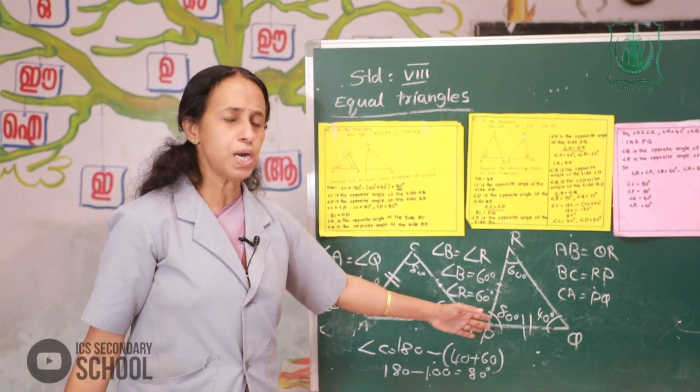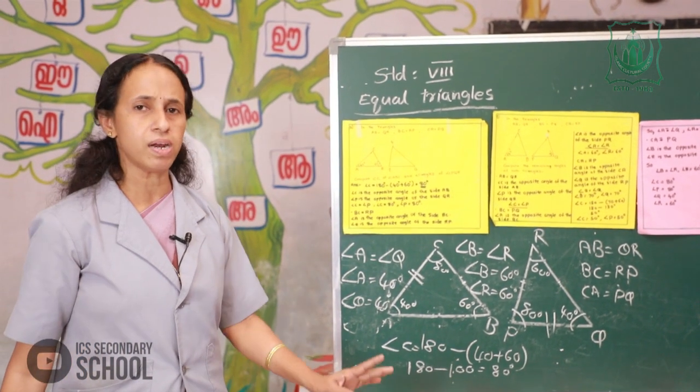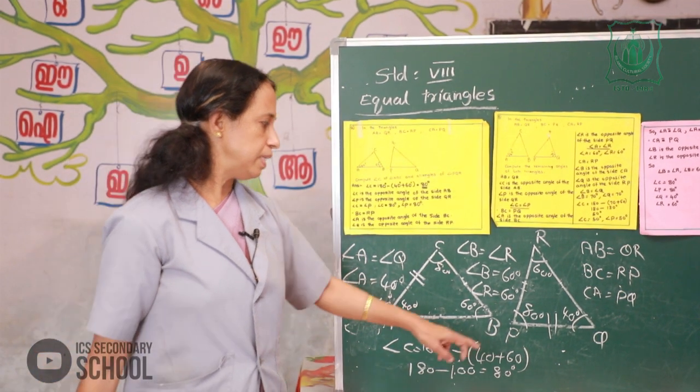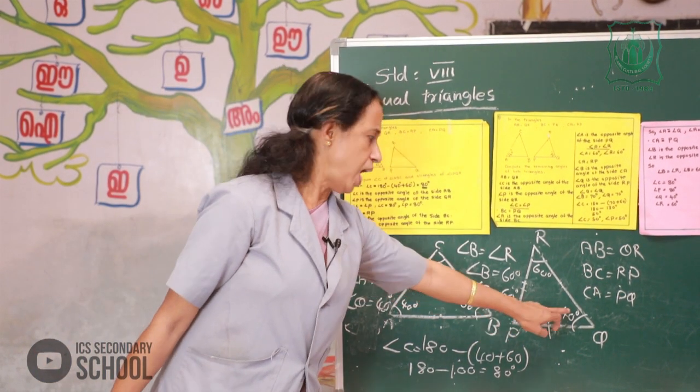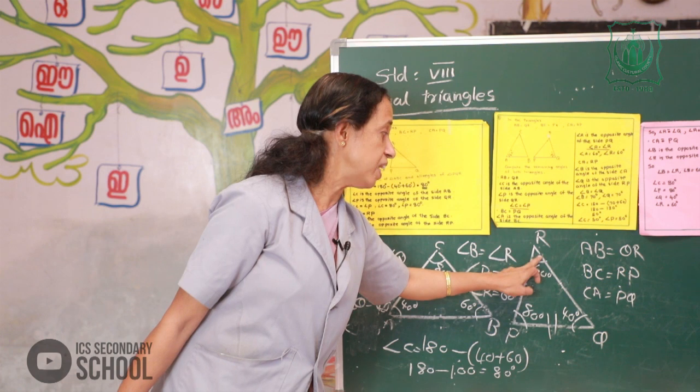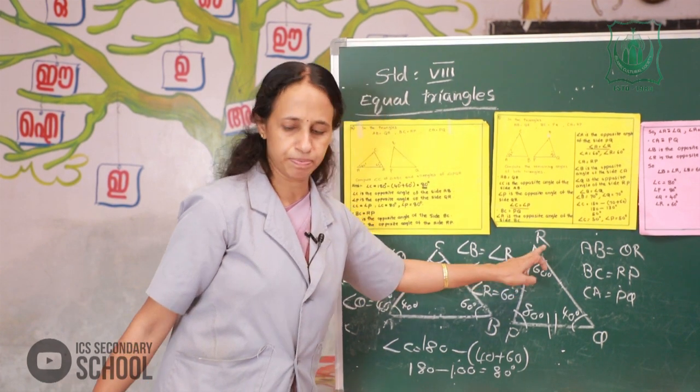The angles of triangle PQR are angle P 80 degree, angle Q 40 and angle R equal to 60 degree.